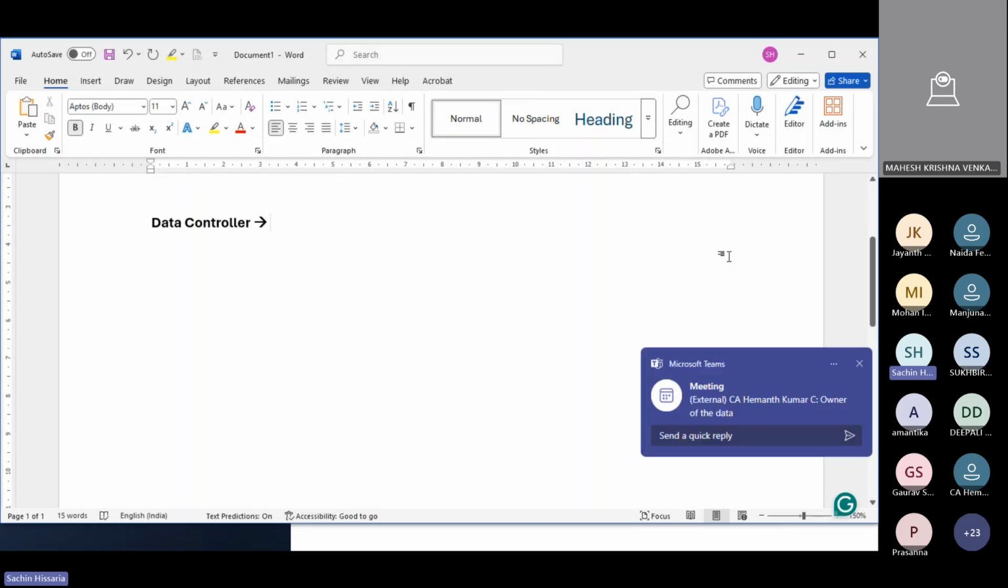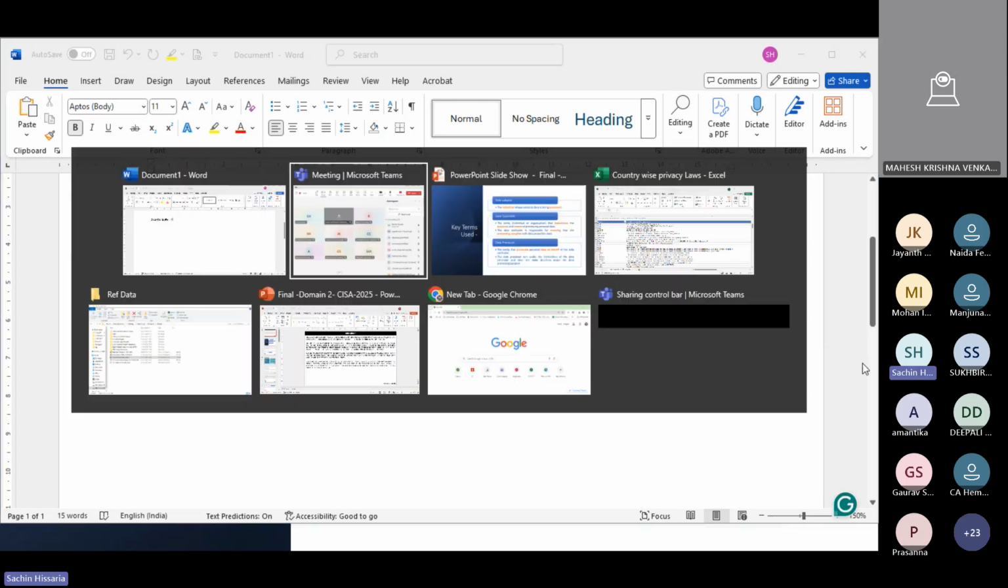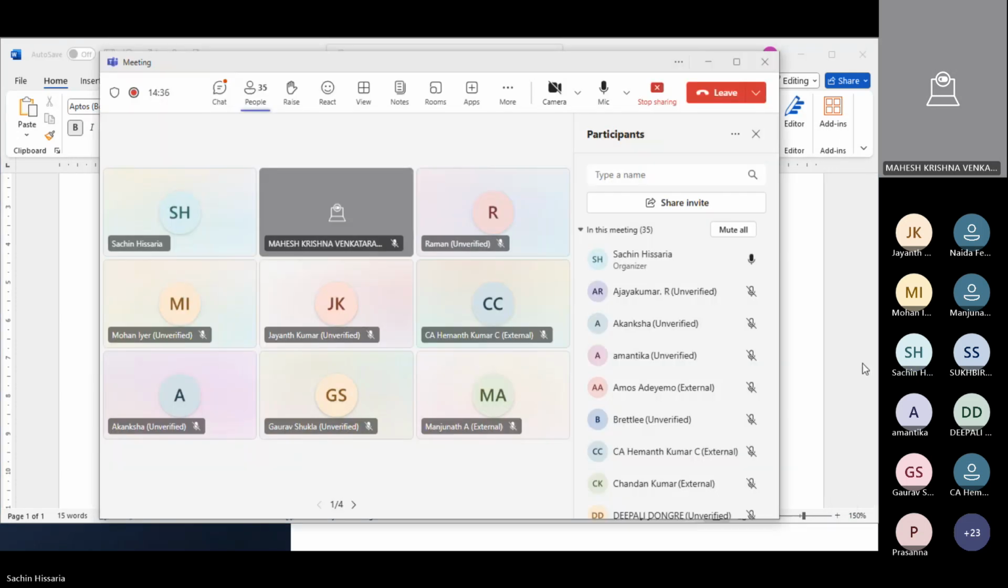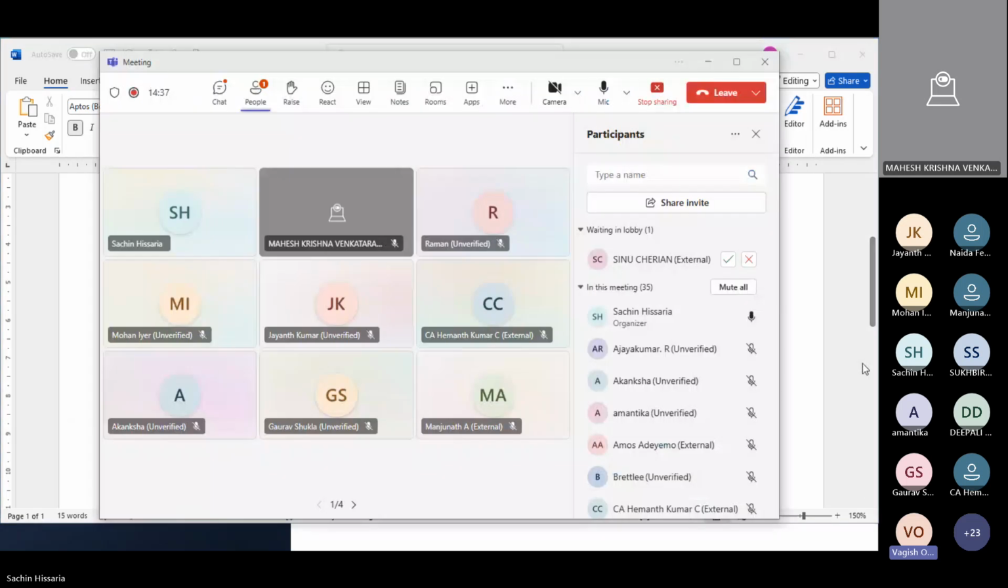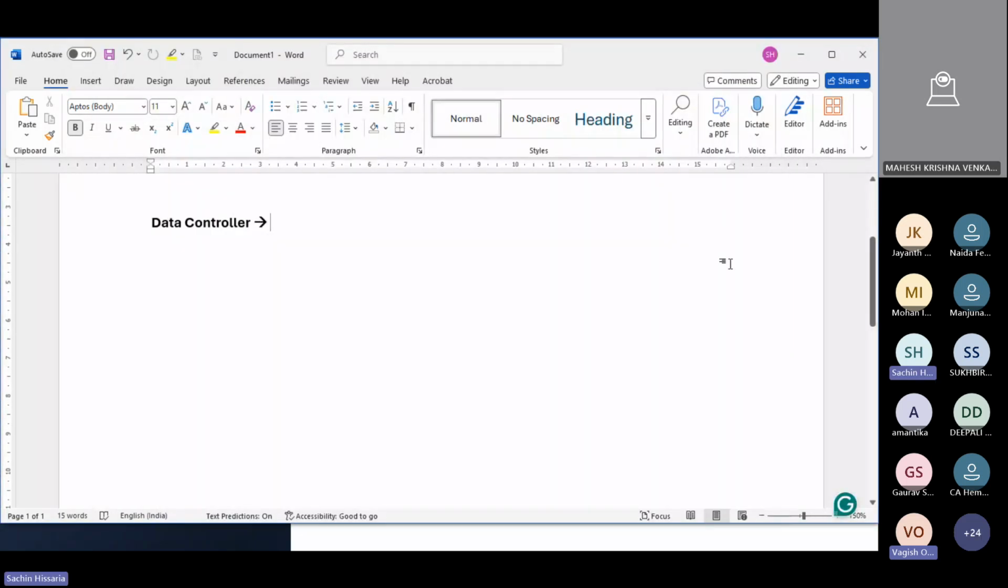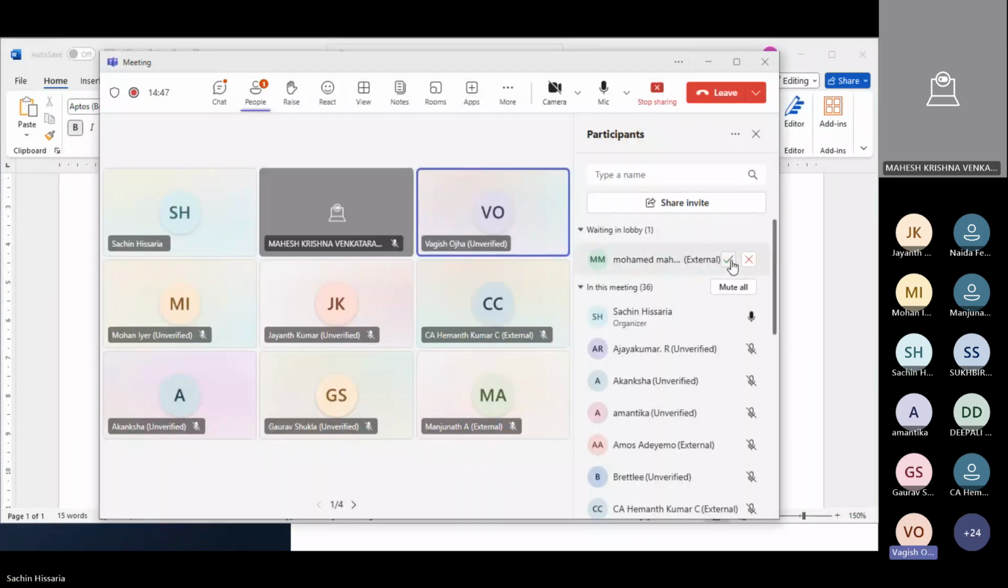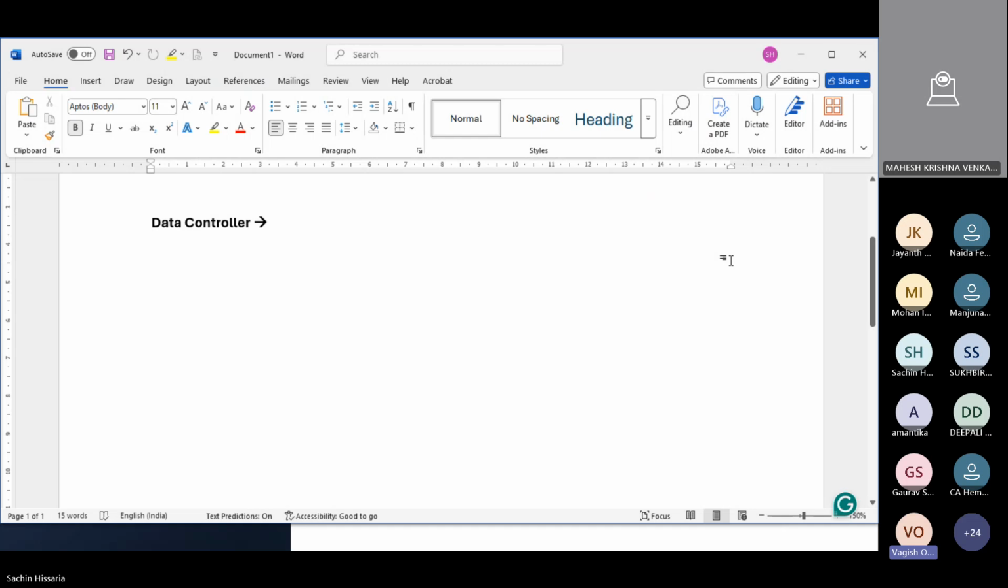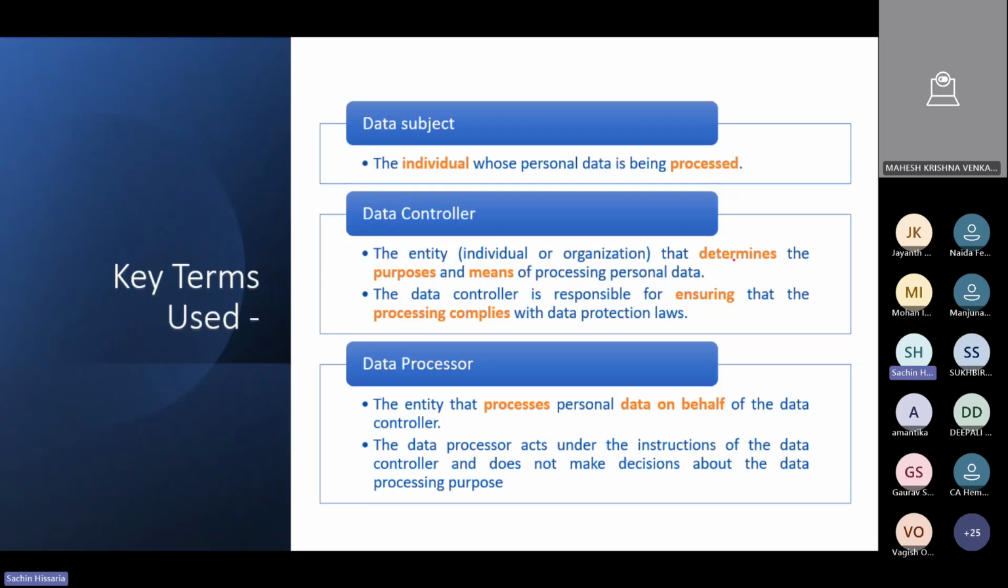Owner of the data. Perfect. Okay, great. What about others? Who is a data controller? A data controller is someone who understands the purpose of the data, and it decides how data will be processed and why it will be processed. Perfect. So a data controller is basically an entity who defines the purpose and the means of processing personal data.